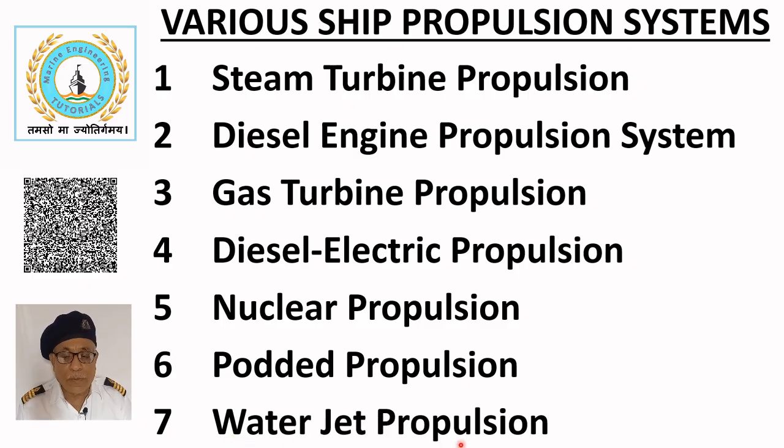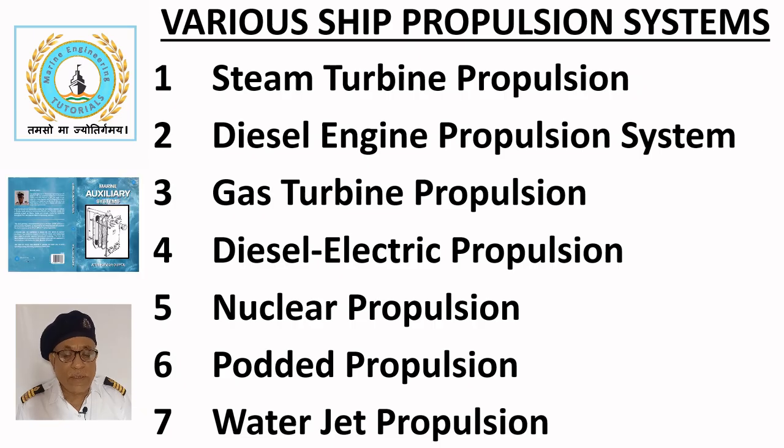Water jet propulsion. In this system, the propeller is replaced by a water jet. The water enters through the pump which accelerates the water and a high speed jet exits through a nozzle creating the thrust. This system is used for fast ferries, patrol boats, and high speed crafts. It offers high speed capability, good maneuverability, and safe operation in shallow water, although it is less efficient at lower speeds.